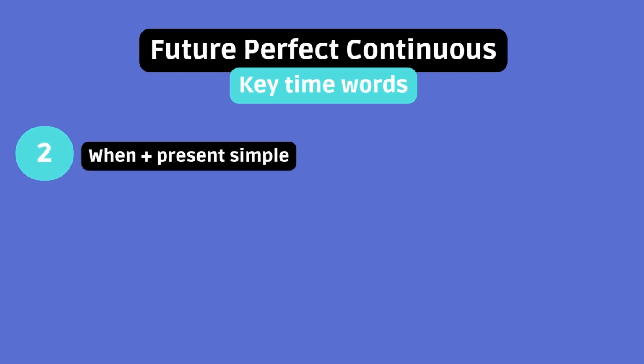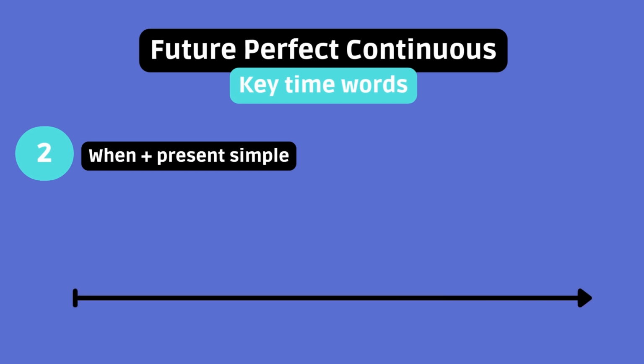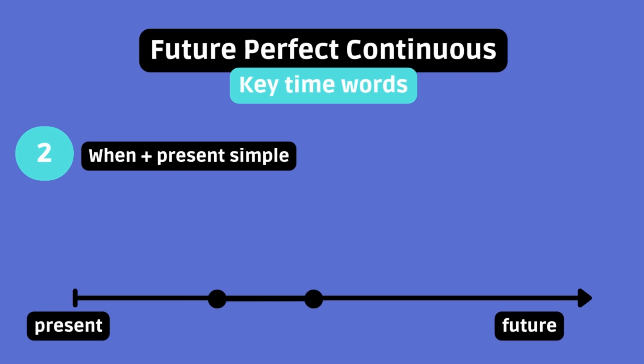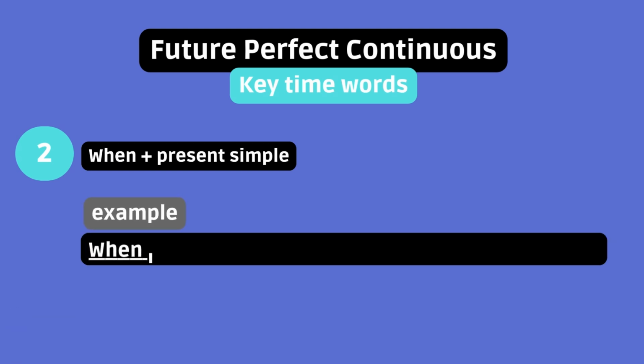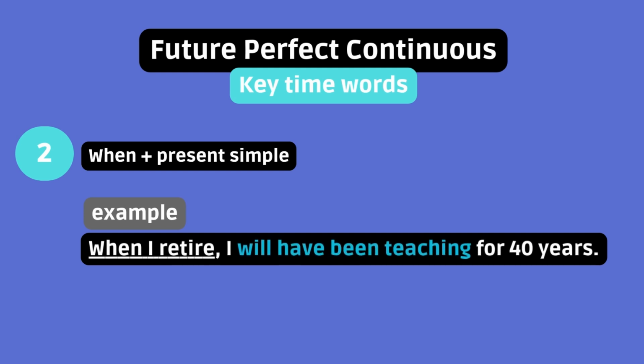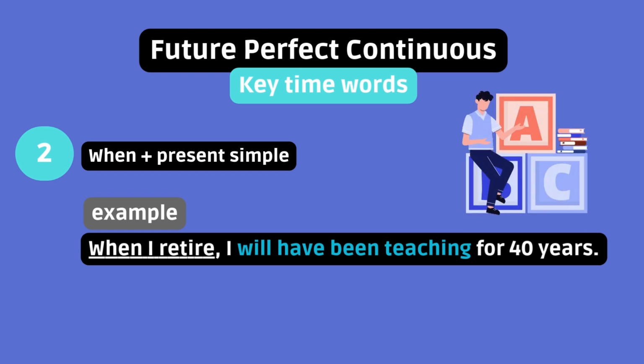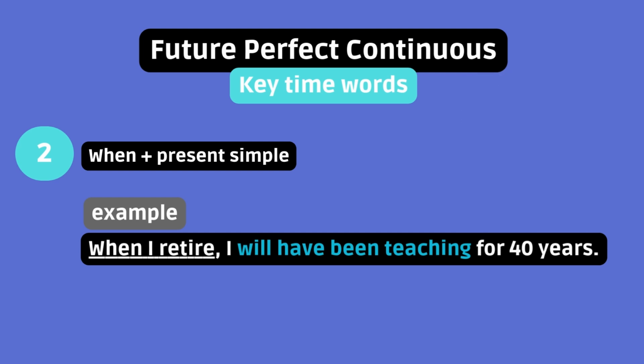When plus present simple. This structure is commonly used to describe a future action that will have been in progress for a certain period of time, or will conclude, with an emphasis on the duration leading up to that point. Example: when I retire, I will have been teaching for 40 years. A prediction is made for the time when I retire, which is a teaching career of 40 years. Yes, at that point in the future, the teaching is over, but the emphasis is on the duration.